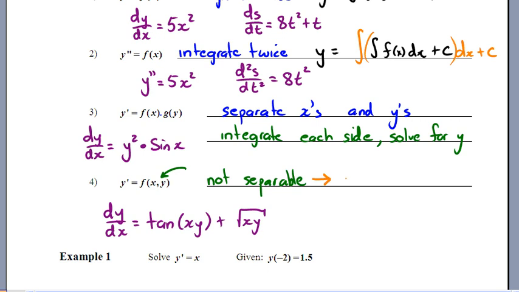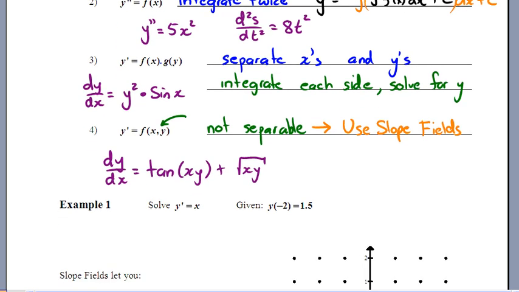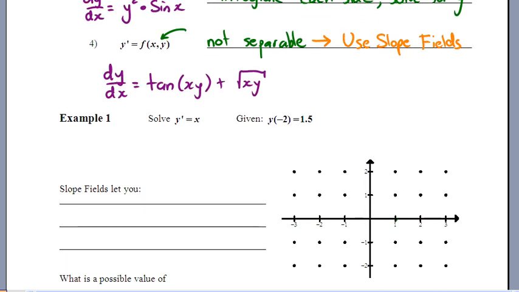So our final backup plan is just going to be to use slope fields. It's something you could use if you're kind of over your head and you're just looking for something to come up with the answer. And what's interesting, it doesn't even fully come up with the answer. It just comes up with a picture of possible answers.